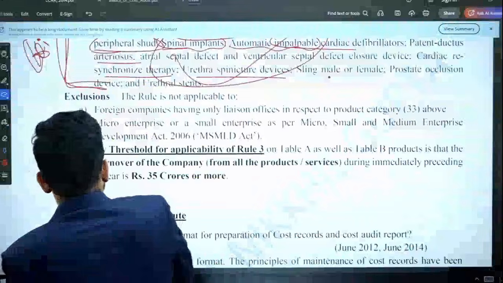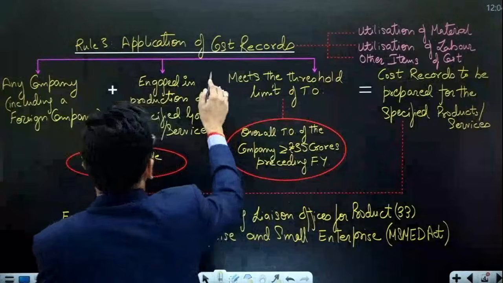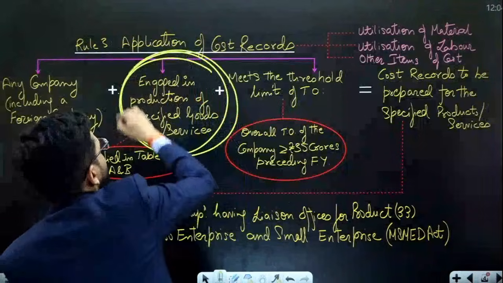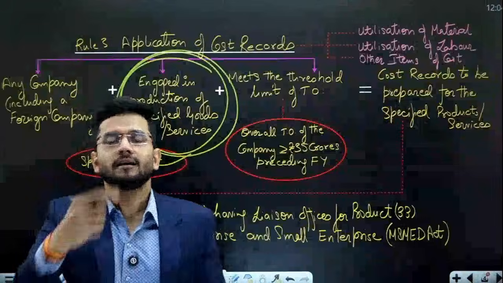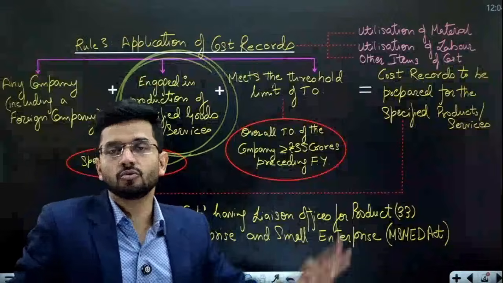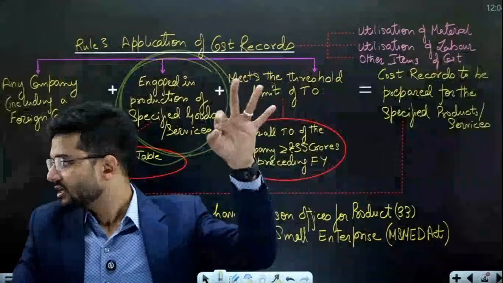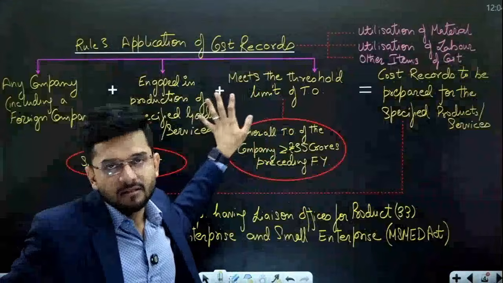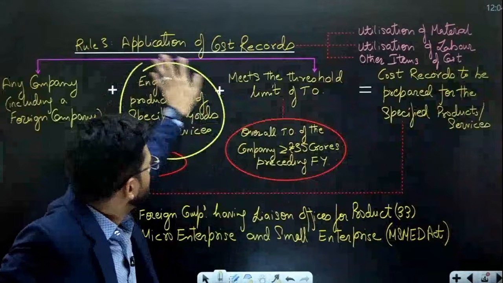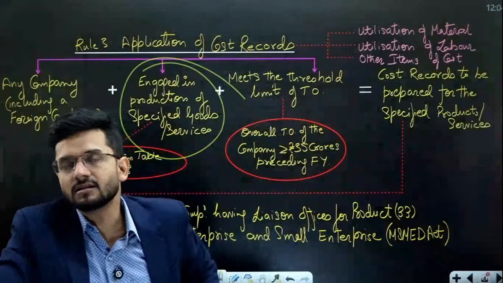Okay, sir, got it. All right. So these are the specified goods and services which trigger our rule number 3. Rule number 3 is triggered by these goods and services.